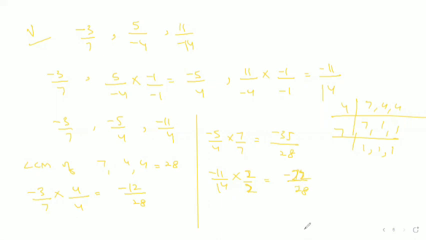So arrange the numbers now. So minus 35 by 28 is the smallest. Then minus 22 by 28 is the bigger number, and minus 12 by 28 is the biggest number. So arrange it accordingly as given in the question in the raw form. So final answer would be 5 by minus 4, 11 by minus 4, and minus 3 by 7. So it was all about the fifth part.